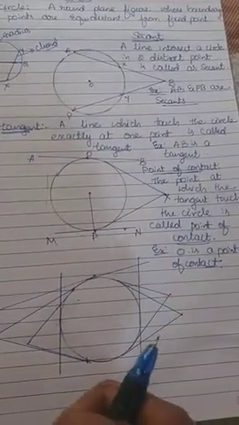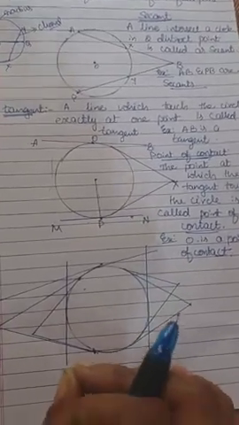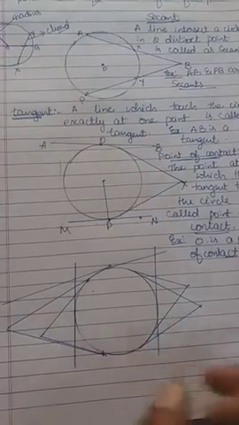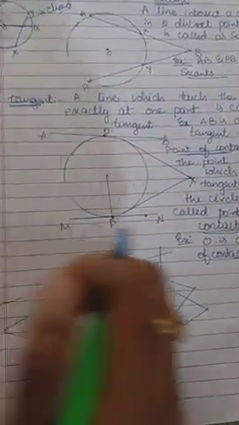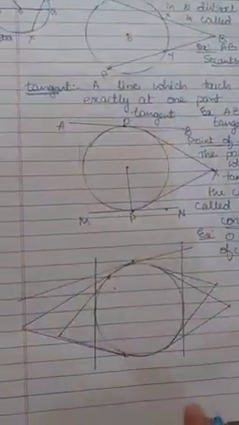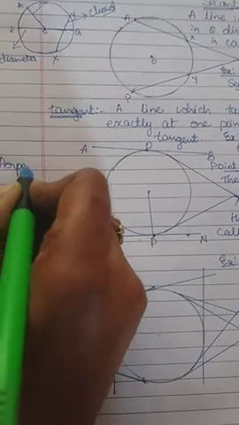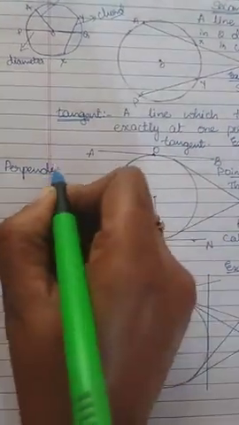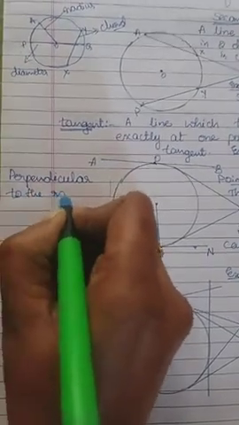You have to note that down. Next is the perpendicular to the radius. What is meant by perpendicular to the radius at the point of contact? So here I am writing: perpendicular to the radius at the point of contact.